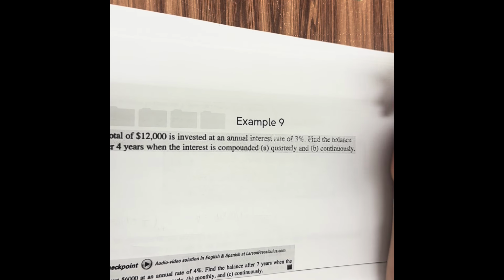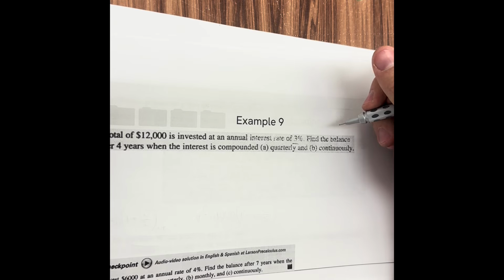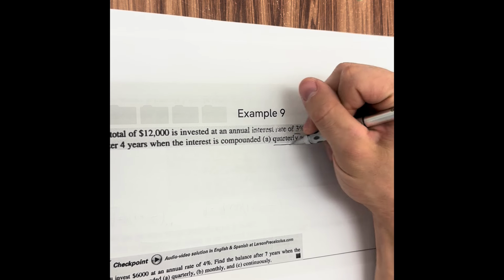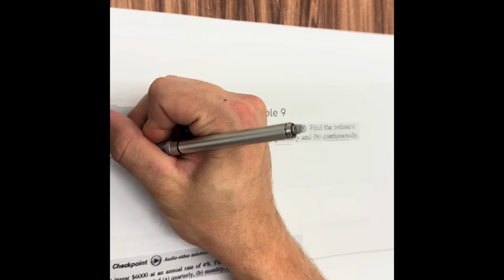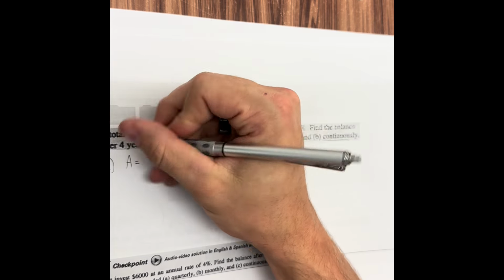Example 9, a total of $12,000 is invested at an annual interest rate of 3%. So there's our interest rate. Find the balance after 4 years when the interest is first compounded quarterly, and then B, continuously. Quarterly, that means 4 times a year. All right, so letter A, same equation that we used last time.